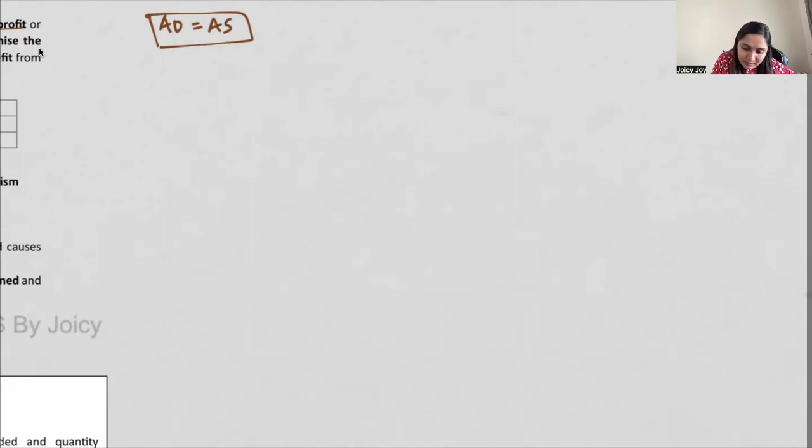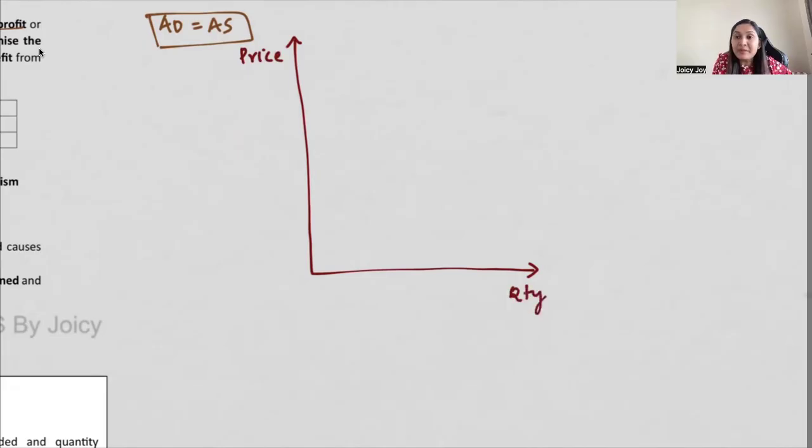Now, let us try to draw equilibrium on a graph. Let us take price and quantity. These graphs are not at all important for your examination. I'm explaining it with the help of a graph to make it more clear. This would give you more conceptual clarity. That is the only purpose.